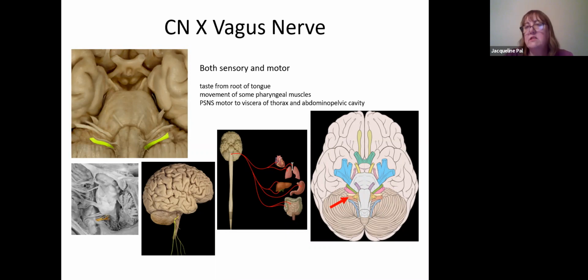So it is both sensory and motor. The sensory it does is taste to the very, very back, what we call the root of the tongue, where the tongue is attached. So not even the whole posterior 1/3, but just the root of the tongue.